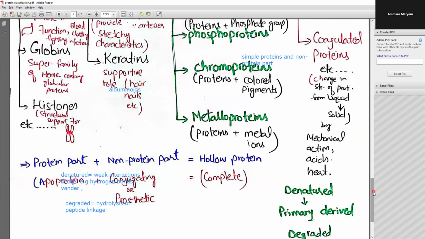Basically these are the changes in the structure of the proteins from liquid to solid state by some mechanical action, so that when we treat them with acids or heat, there will be either denaturation or degradation. So this is all about the protein classification that we discussed today. I hope all the aspects of the classification of the proteins are now clear.